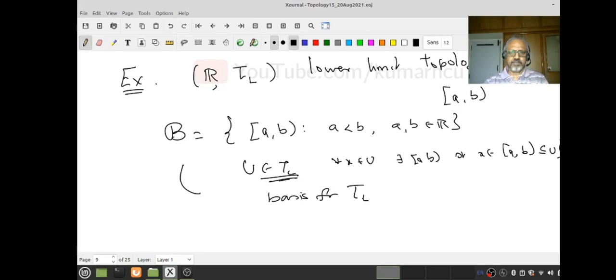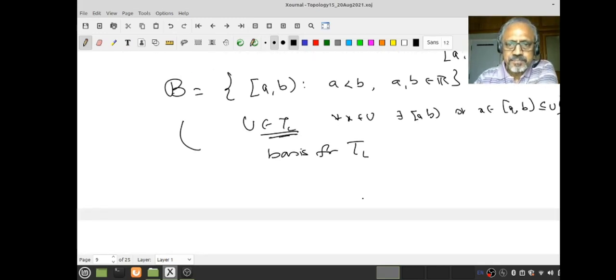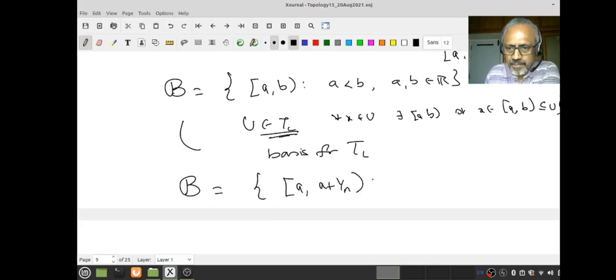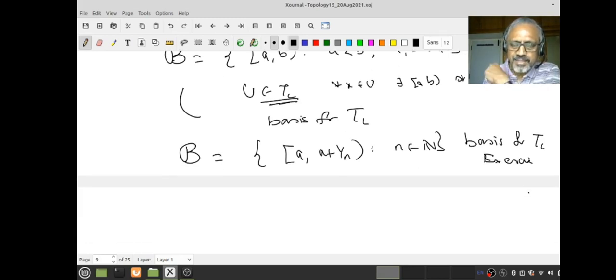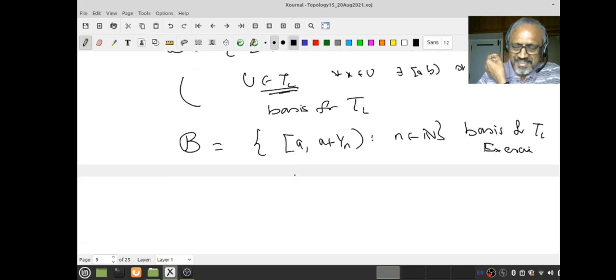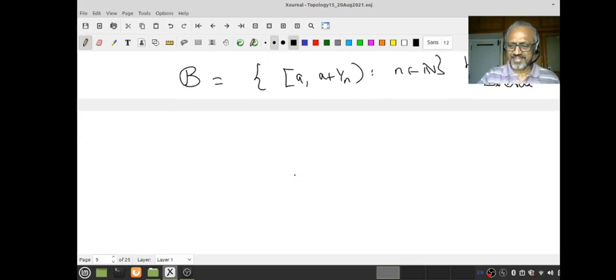Can you find something, a smaller collection? How many of you can think of? I should leave this as an exercise, right? This is very easy. But notice that r plus 1 by n, where r is a rational number, will not be a basis. Okay, we will come to that sometime later, but keep thinking.